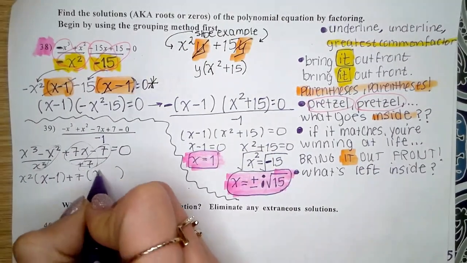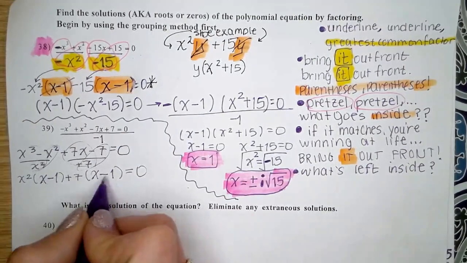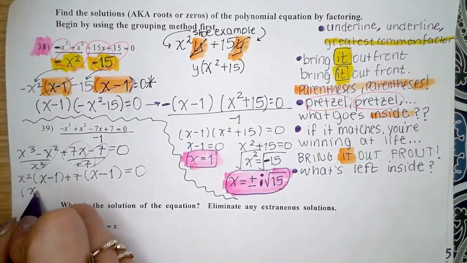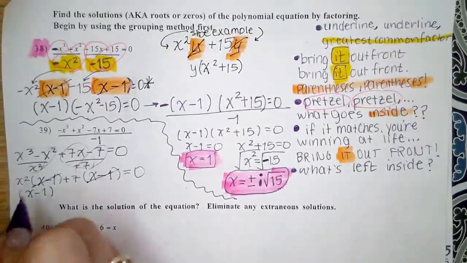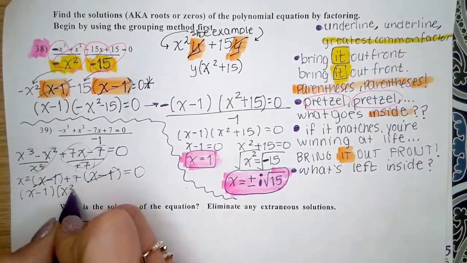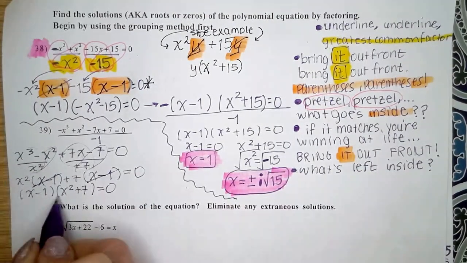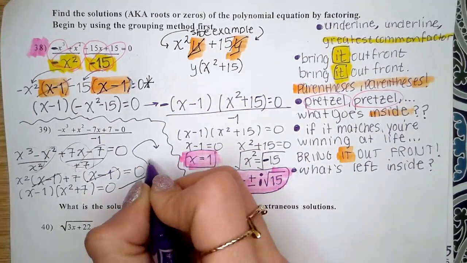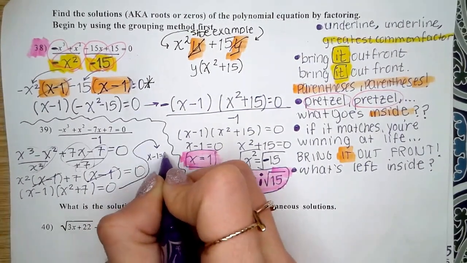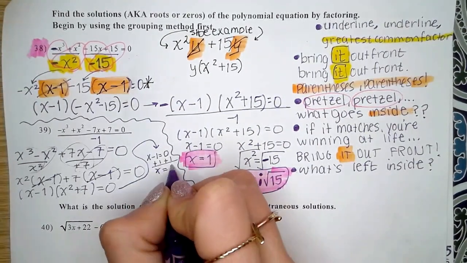Here as well, x minus 1 equals 0. If it matches, you're winning at life, bring it up front. There's x minus 1. What goes inside? Well, that's gone, so you have x squared plus 7, still equal to 0, right? And then we solve by setting each piece equal to 0. That means I'll have x minus 1 is 0. Add 1 to both sides. You get x equals 1.